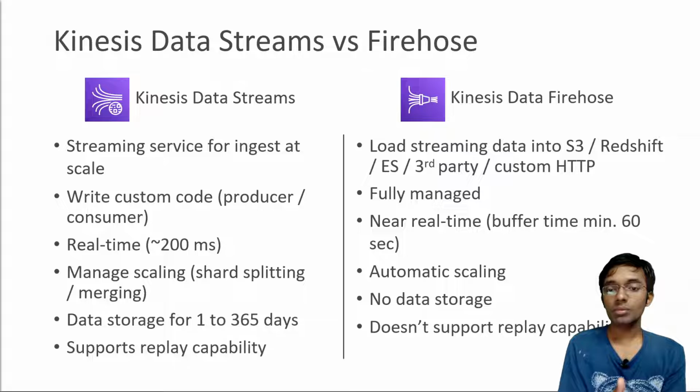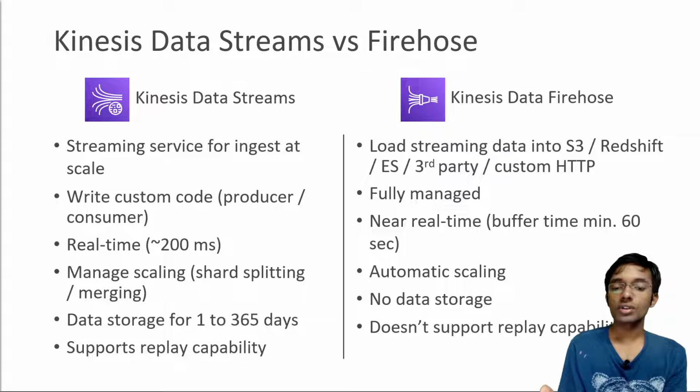Kinesis data stream is a streaming service used to ingest data at scale, and you write your own custom code for your producers and consumers. It's real time, so 200 milliseconds or 70 milliseconds, and you manage scaling yourself. You do shard splitting and shard merging to increase the scale and throughput. You are also going to pay for how much capacity you have provisioned, and the data storage in the Kinesis data stream can be between 1 to 365 days. So this allows multiple consumers to read from the same stream and also supports replay capability.